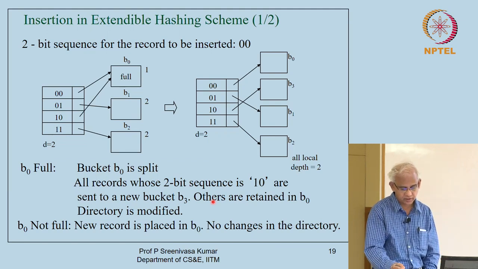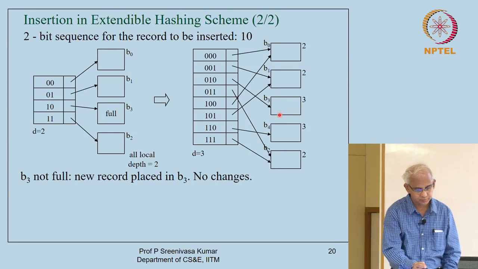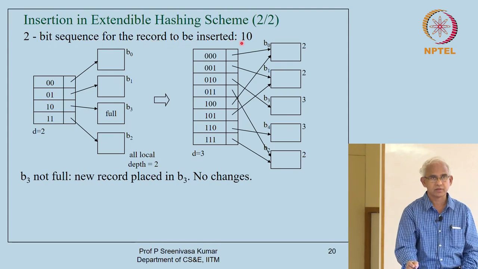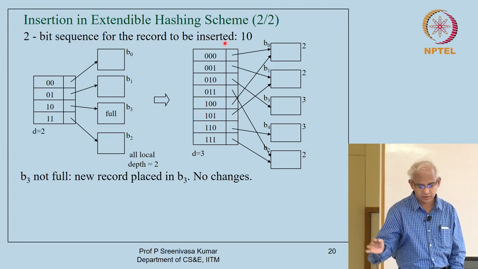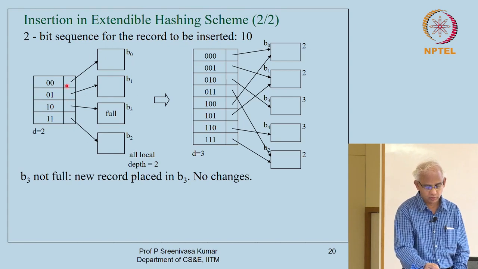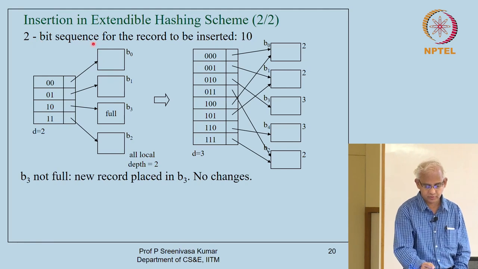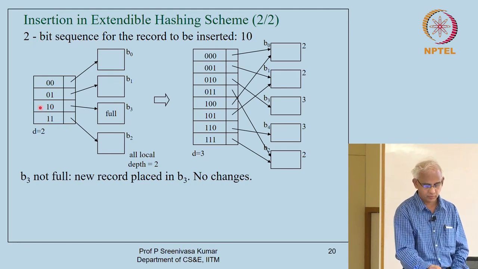Now I will replicate this picture into the next slide and illustrate how one more record comes into the picture and what exactly happens. This is the picture that we had in the last slide. All these directory entries were pointing to a bucket, each of them pointing to one bucket. Now let us assume that the 2-bit sequence for the record to be inserted is 1 0, and let us also assume that this particular bucket is full.